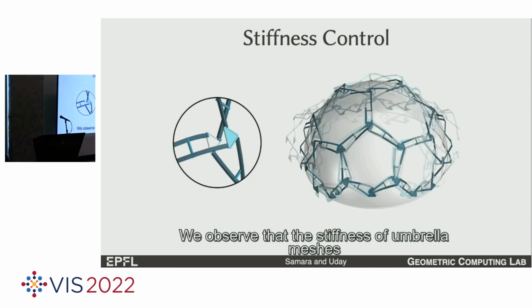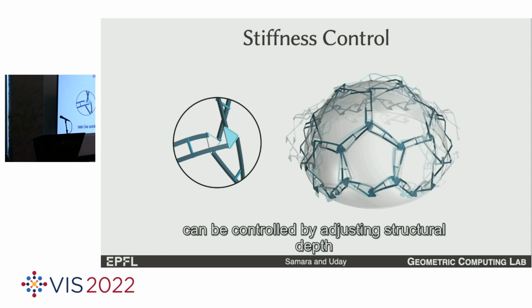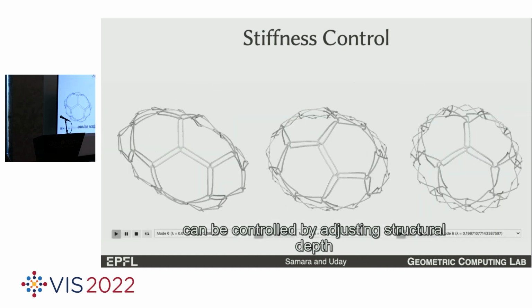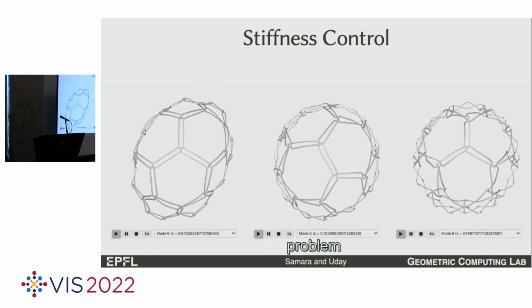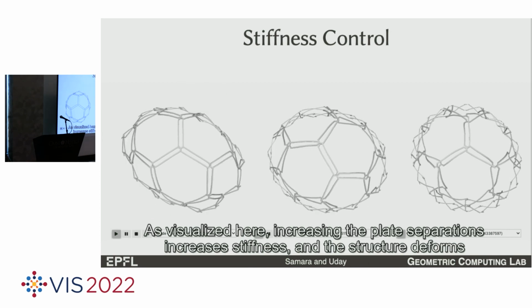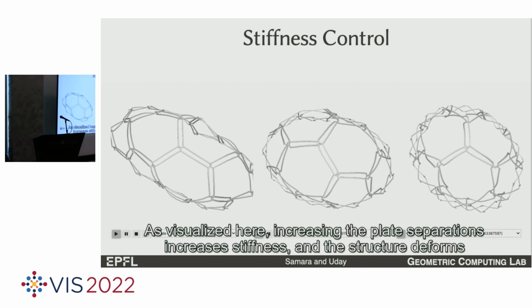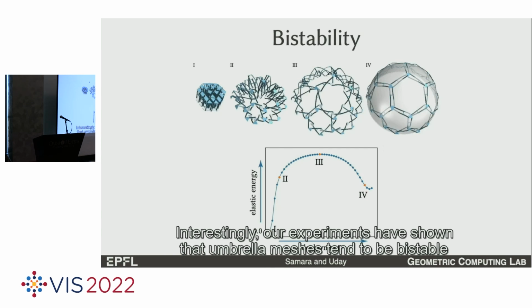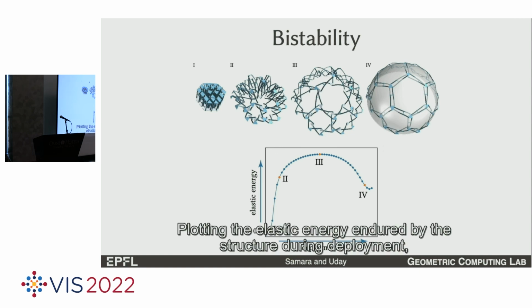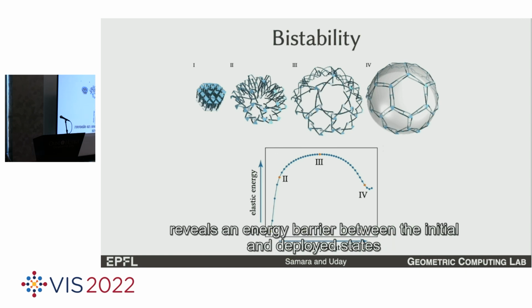We observed that the stiffness of umbrella meshes can be controlled by adjusting structural depths. The stiffness and corresponding weakest deformation modes are found by solving a generalized eigenvalue problem. As visualized here, increasing the plate separations increases stiffness, and the structure deforms less. Interestingly, our experiments have shown that umbrella meshes tend to be bistable. Plotting the elastic energy endured by the structure during deployment reveals an energy barrier between the initial and deployed states.